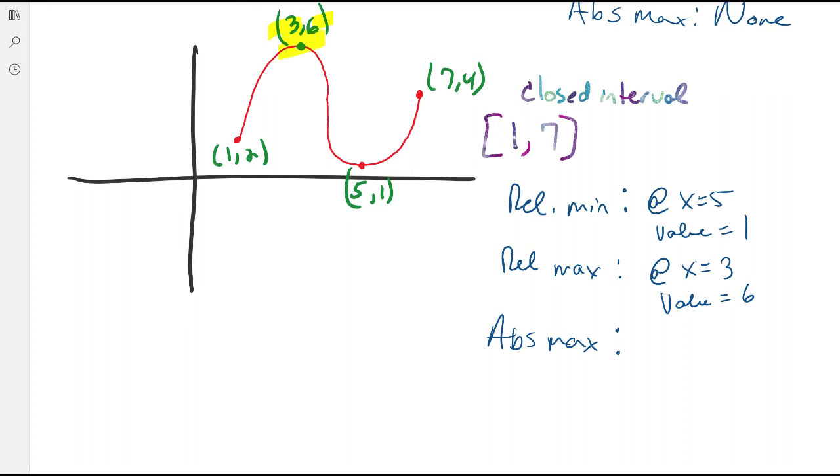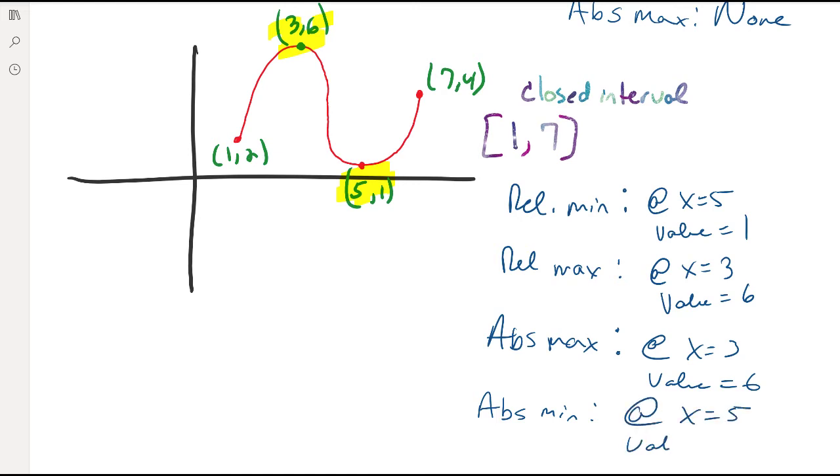So we have an absolute max at the same location of the relative max. So the location's at x equals 3, value is equal to 6. And it also turns out that our absolute min is in the same location of the relative min. As I said, this is just by coincidence. It won't always be the case. So now our absolute min will be located here because this is now the lowest part of the graph. So our absolute min is at x equals 5. The value is equal to 1 there.